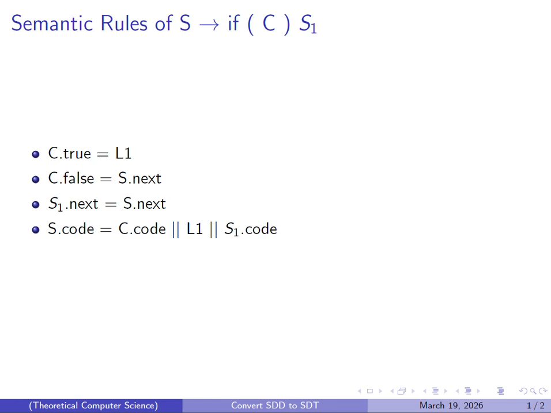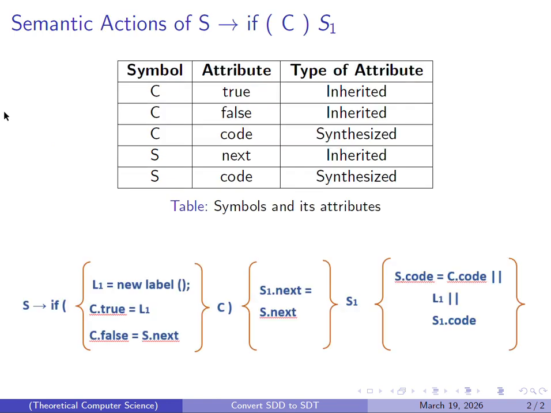Now let's move on to the way in which you're going to make the semantic actions. As given here, there are three attributes for C. They are true, false, and code, and two attributes for S that are next and code. Now, first we have to know which ones are inherited and which ones are synthesized. As you see here, C is having two inherited attributes and one synthesized, and S is having one inherited attribute and one synthesized attribute.